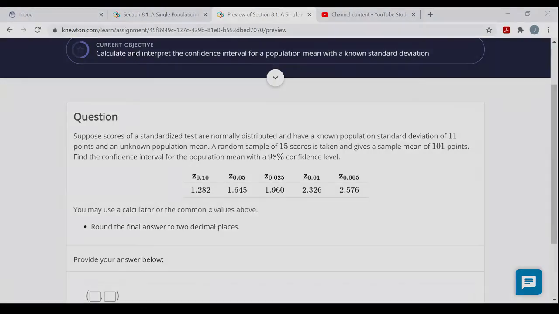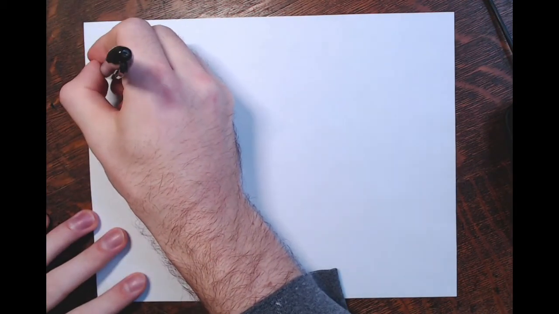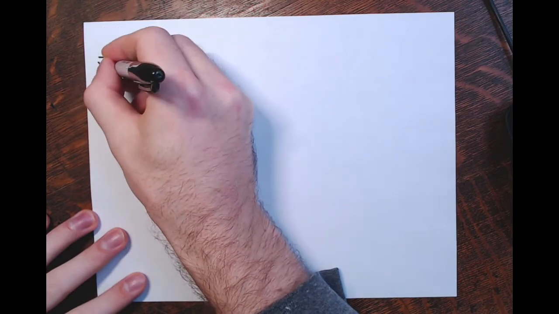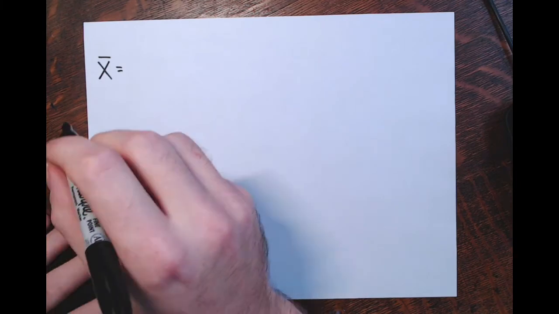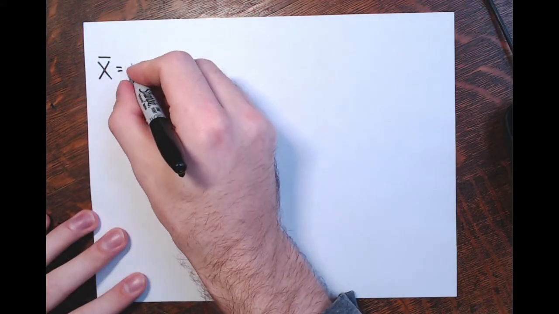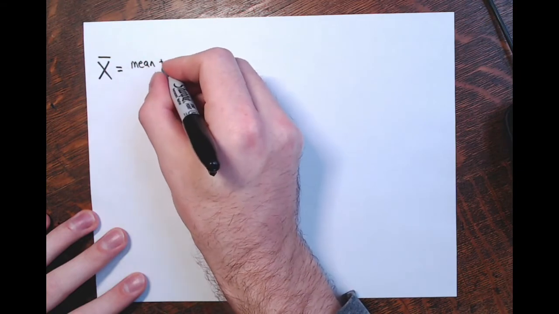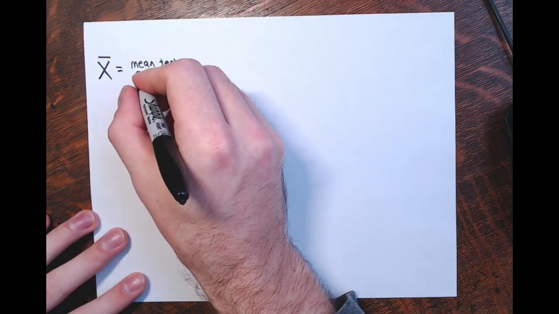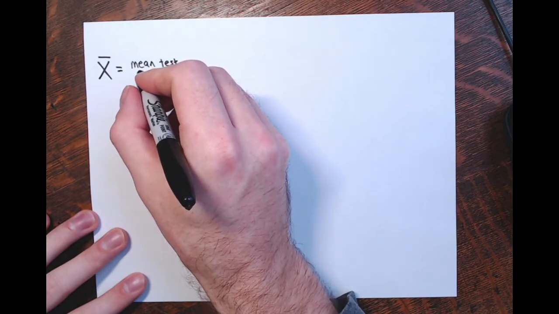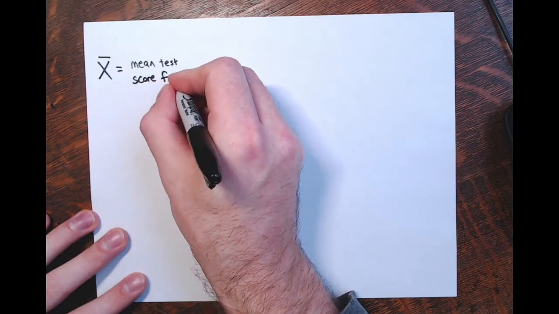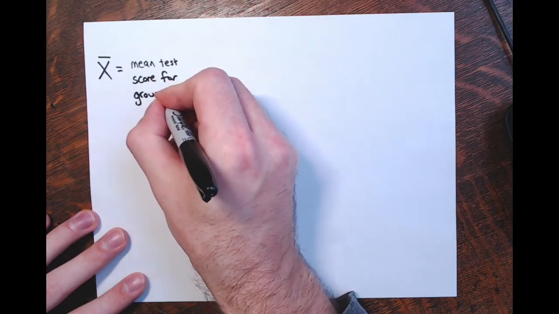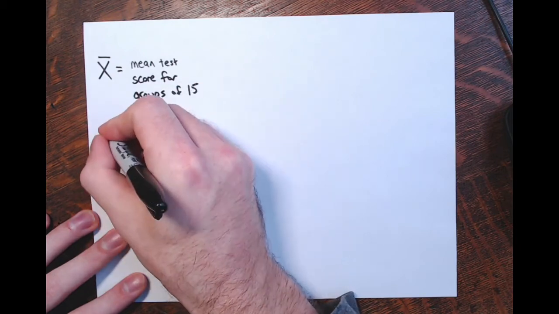All right. So here, I'm just going to jump straight to what the central limit theorem has given us. We're going to be looking at the averages, right? The x bar here. X bar will represent, let's say, the average test score, right? The mean test score for groups of size 15, right? They said they took a sample of 15 scores. So say this is the mean test score for groups of 15. All right, so n equals 15 here.